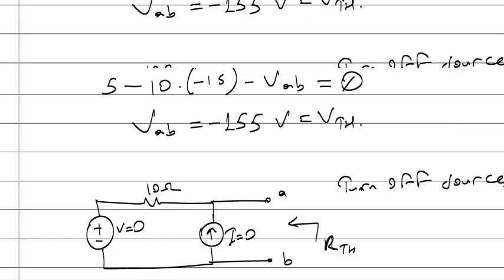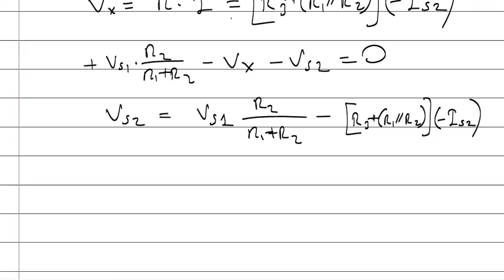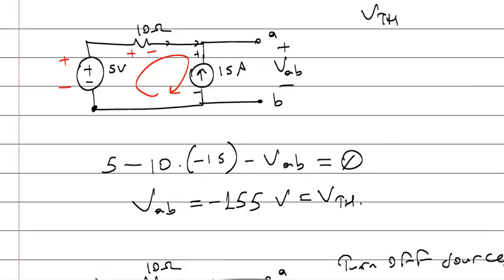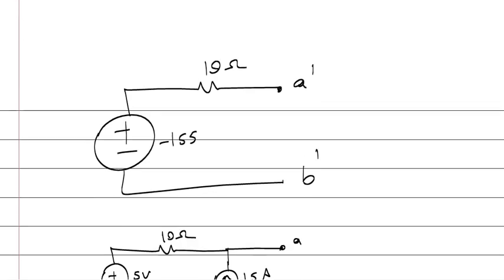Sorry, I made a mistake here. In this calculation, VAB is transferred to this side, and what remains on that side is positive 155 volts. So let me change the values. This is positive 155 volts.